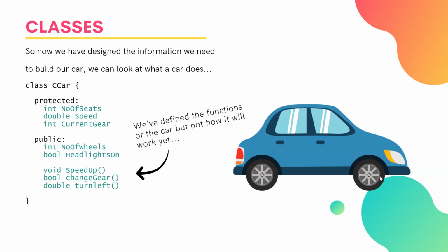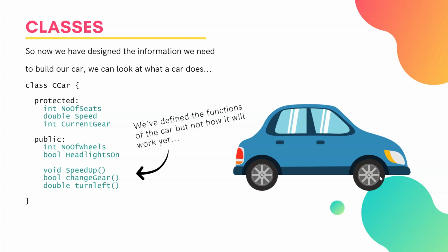So we've designed the information we need to build our car. We now look at what the car does. So we can now define some public methods or functions for what the car does. So we have a void function here, which says to speed up. We have a boolean to change gear. So void means when you run that function, what are you going to get back from the function? If you say void, you're not going to get anything back from the function. Boolean change gear is going to potentially tell us whether we successfully changed the gear or not. And if we did, we might get a true. If we didn't, we will get a false.